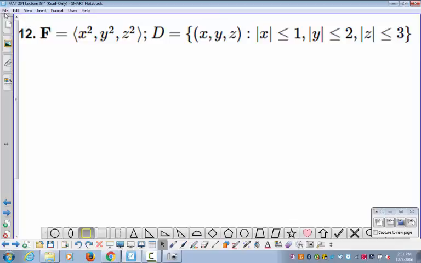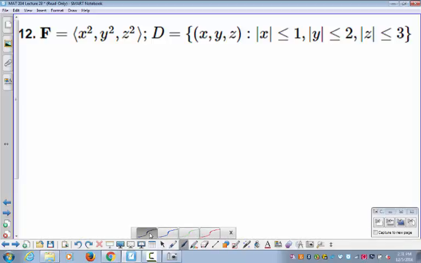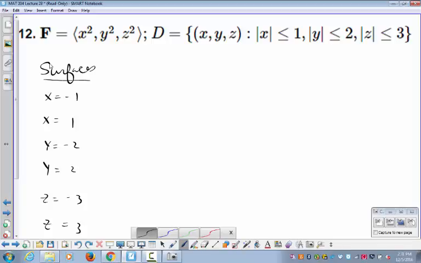Okay, so we did the triple integral. Now we want to do the double integral. And we have to notice a couple of things. We can speed up our work a little bit if we notice the following. Let's pick the surface. So we have all these surfaces. We have six of them. We have x equals negative 1. We have x equals 1. We have y equals negative 2. We have y equals 2. We have z equals negative 3 and z equals 3. So we have six surfaces.